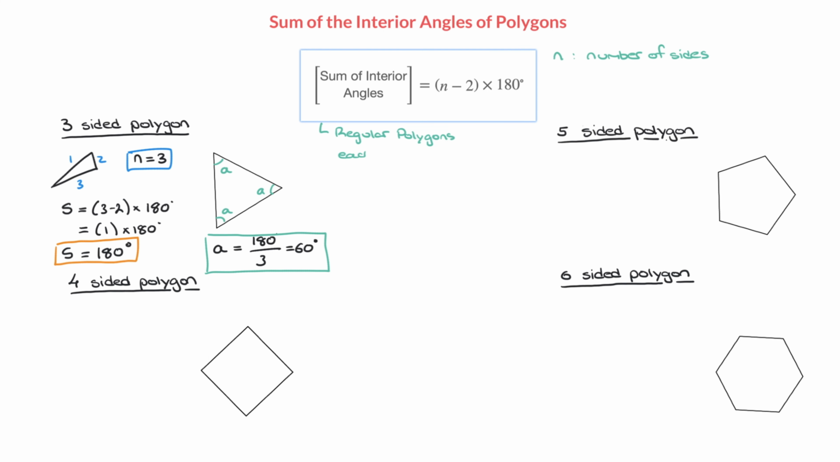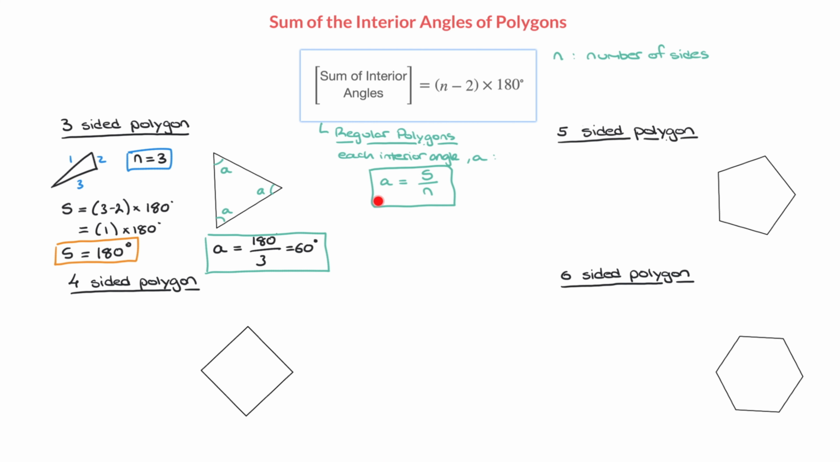Each interior angle, which we'll just call A, will be such that A is equal to the sum of all the interior angles, which I'm calling capital S here, divided by the number of side lengths. And I'll go ahead and box that result. There we go. Remember, that result applies to regular polygons only.